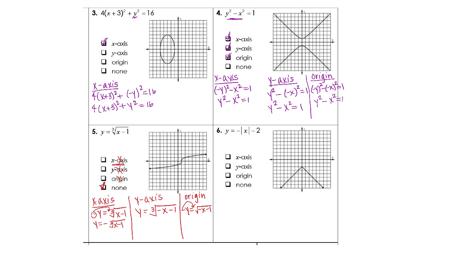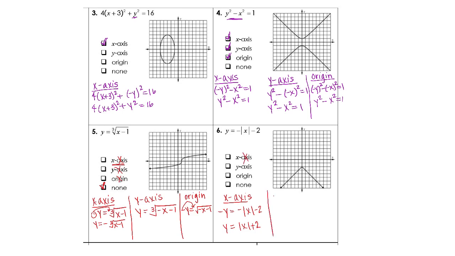All right, and then number 6, again, starting out, let's look for the x-axis symmetry. So we are going to let y be negative y, equals negative absolute value of x minus 2. And really, all of those signs would flip, so that's definitely not what we started with.